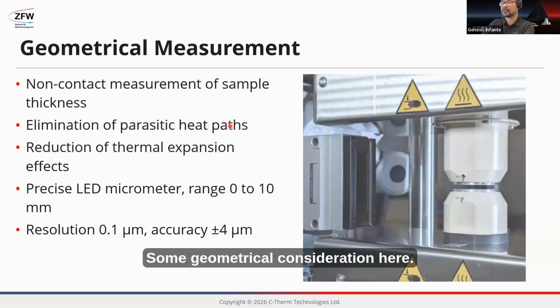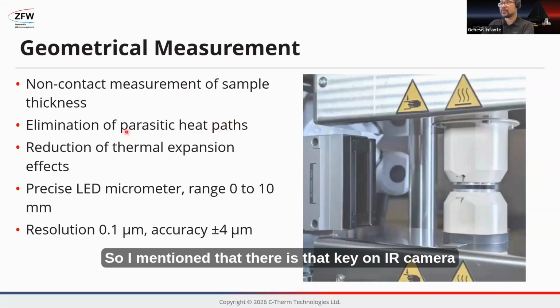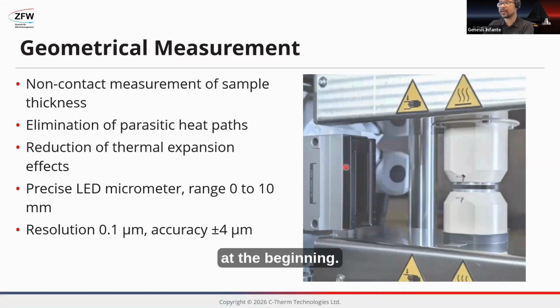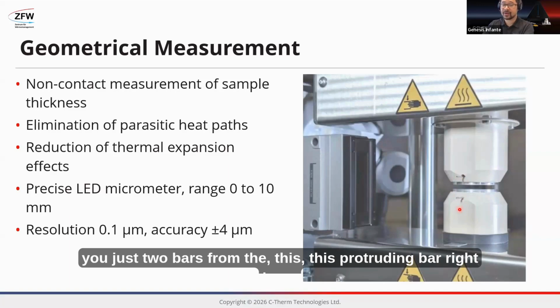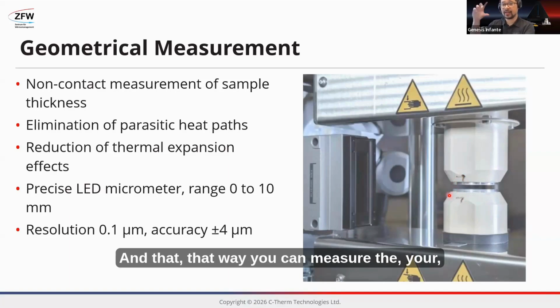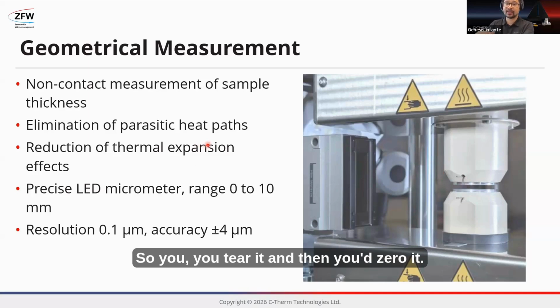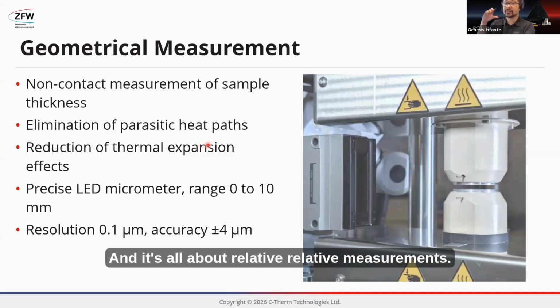Some geometrical considerations here. I mentioned that there is that Keyence IR camera at the beginning. What it does is that it measures the shadow between these two bars from this protruding bar right here, and that way you can measure the gap with your sample right here. So you tare it, and then you zero it, and it's all about relative measurements.